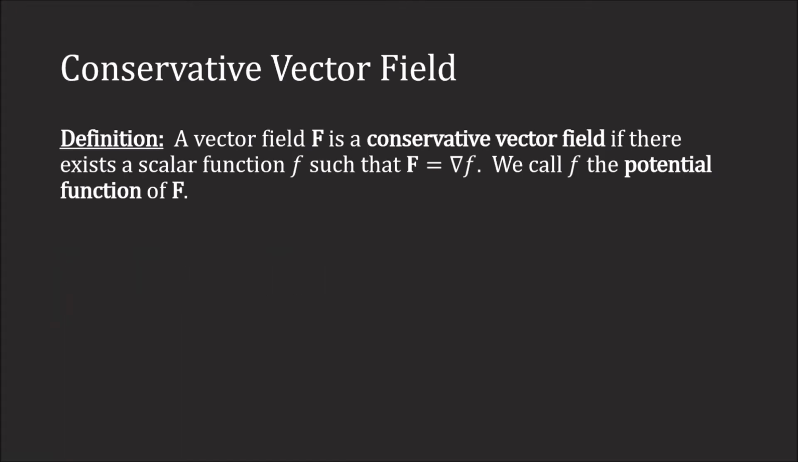We now turn our attention to conservative vector fields. So we say that a vector field F is a conservative vector field if there is a scalar function, little f, such that F is del f. So a vector field is conservative if it is the gradient of some scalar function. And we call the scalar function f the potential function of the vector field.